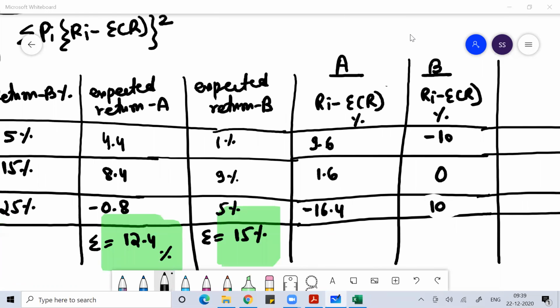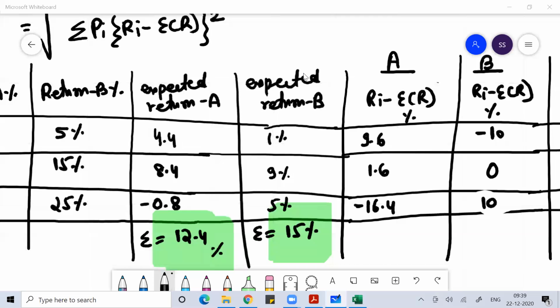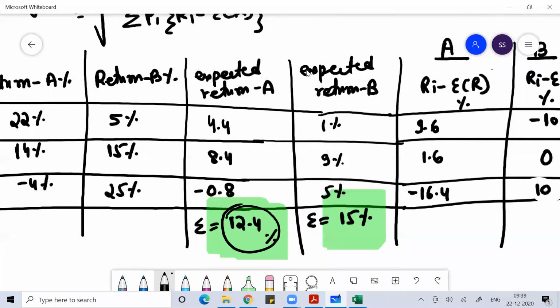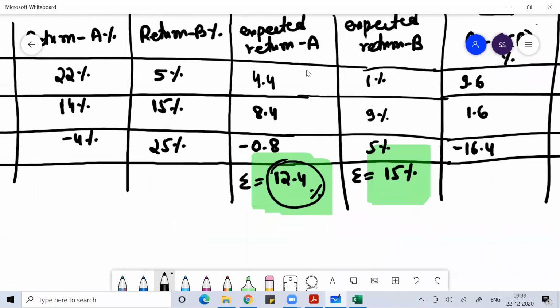What are you telling, sir? Then 12.5. It will come 12, sir. Where's 12.5? You mean this one, Harish? This is correct now. 4.4 plus 8.4, this is 12.8, 13.2, 12.4 will come.